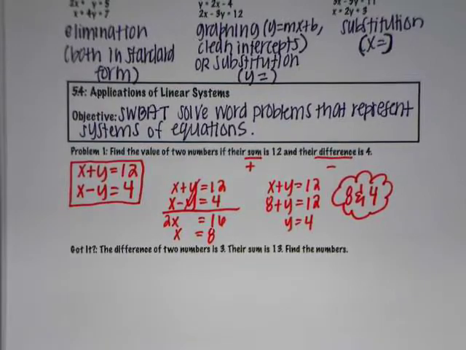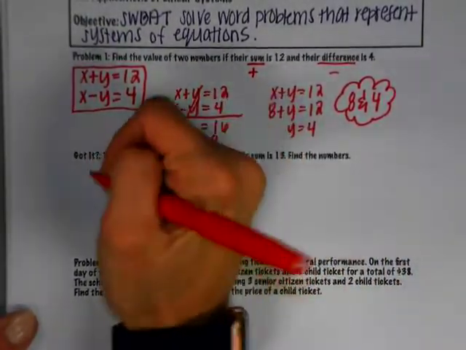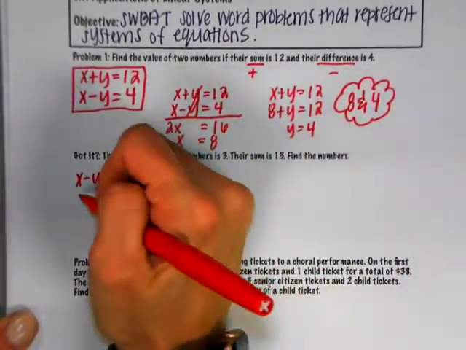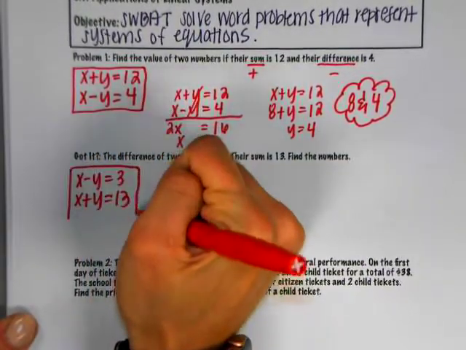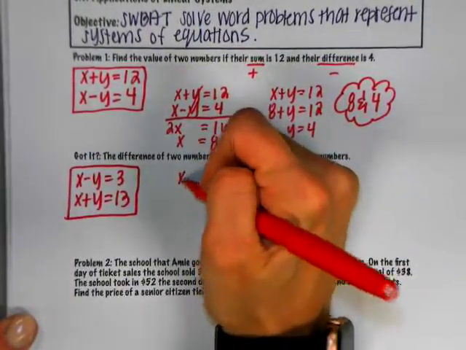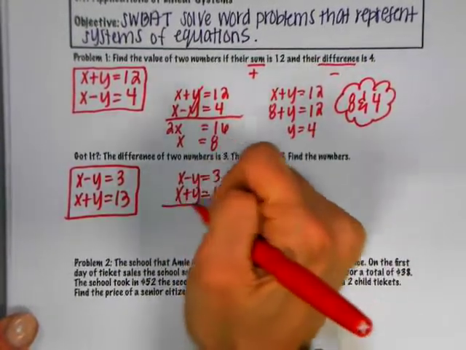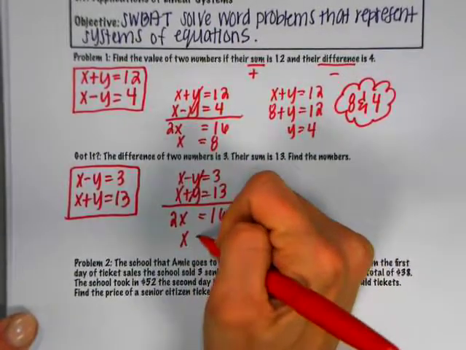Okay. So for this one, the difference of two numbers is 3. How would I write that? x minus y equals 3. The sum is 13. Right. And then what eliminates? The y, so I get 2x equals 16 again. So what's x equal? 8.